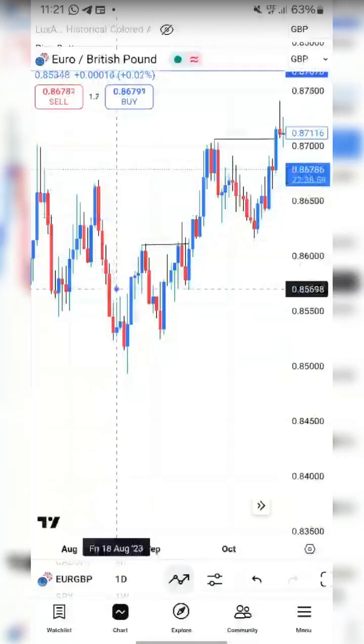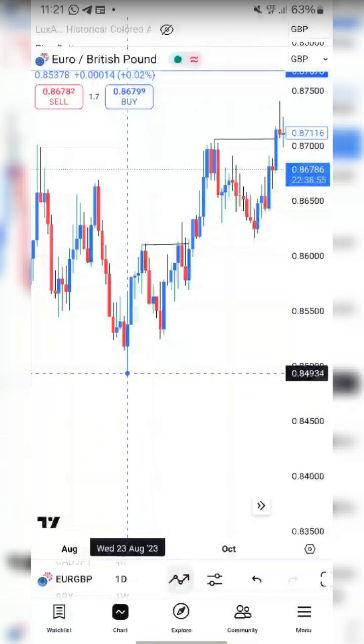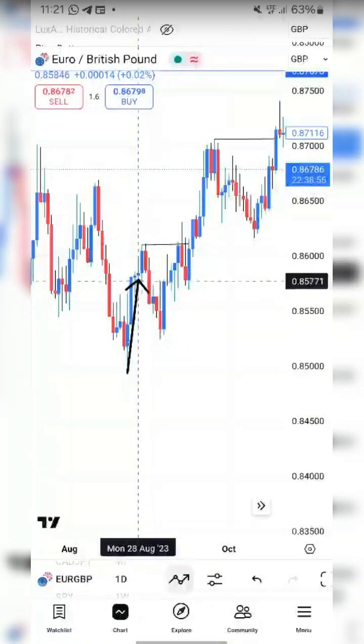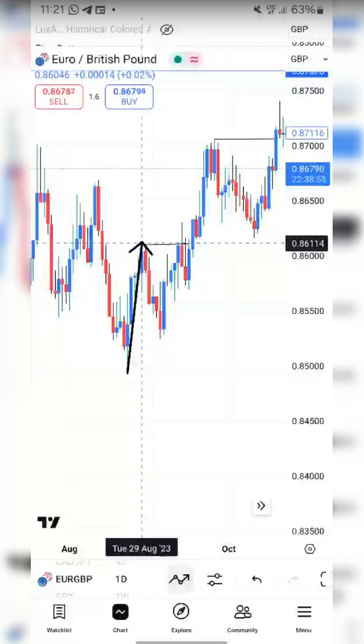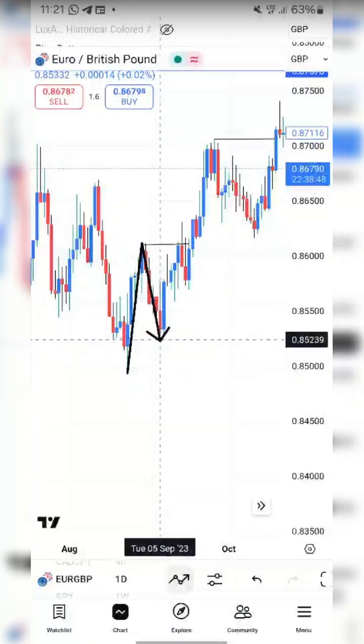Let me do it again. So I said from this particular point, the market came up to this point, right? Then what did the market do? It came down here. It came down to this region again. Now, this particular movement, the first one is the impulsive move. Then this other one is retracement to complete market structure.